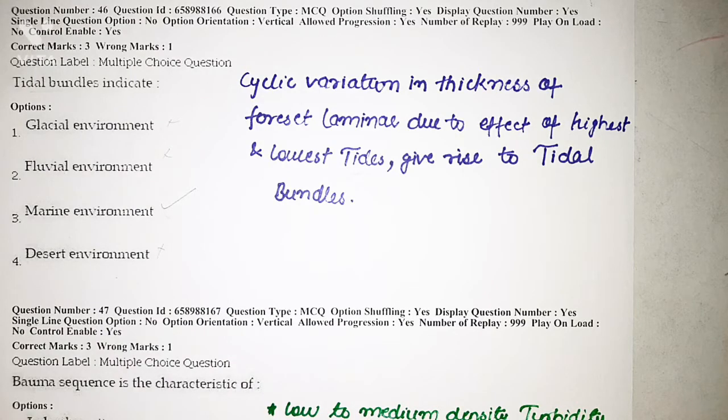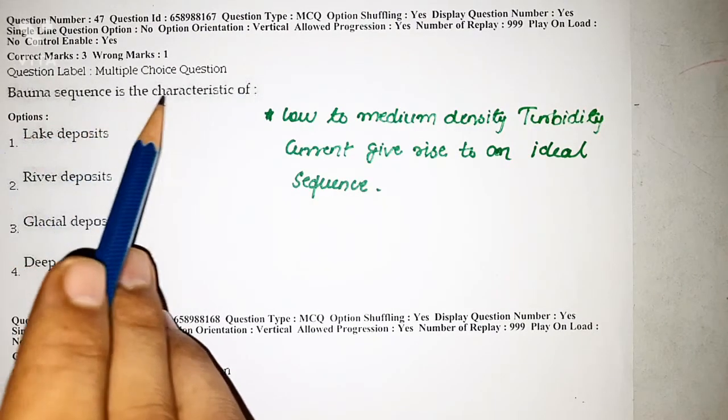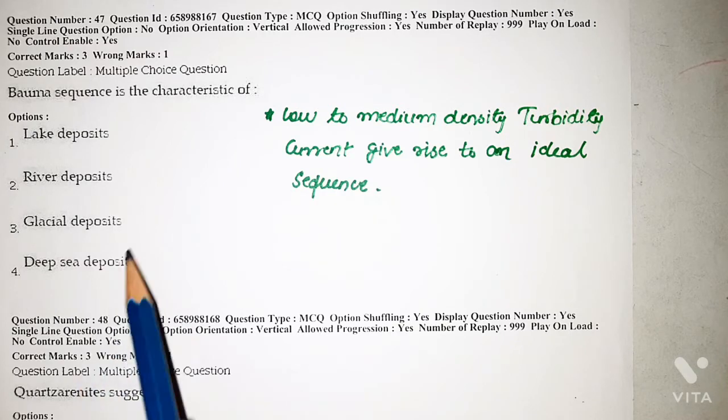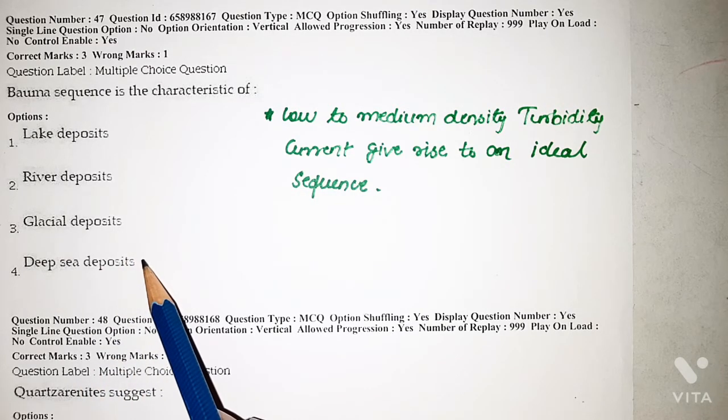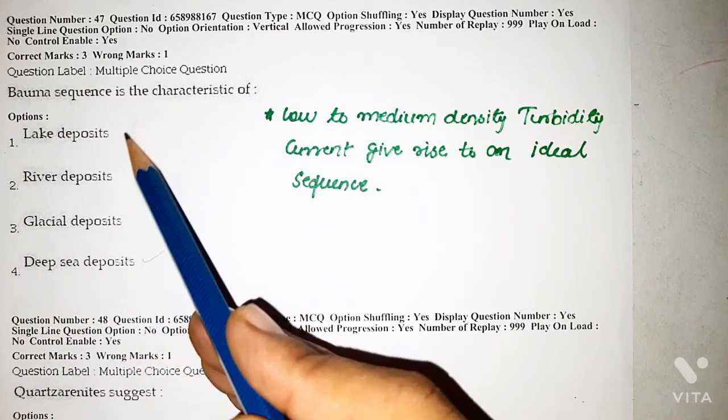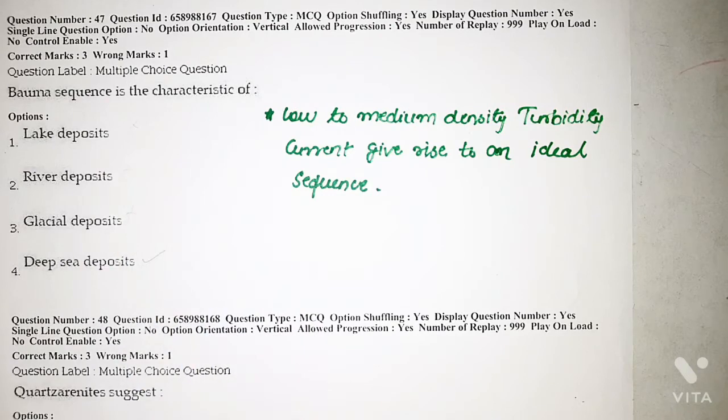Now, the next question is: Bouma sequence is characteristic of what? First of all, what is Bouma sequence? Low to medium density turbidity currents form a succession known as the Bouma sequence, named after the geologist Bouma who first described them. These are formed by turbidity currents which are low to medium density, and turbidity currents are most abundant in deep marine environments. So the correct answer will be deep sea deposits, not lake, river, or glacial deposits. Bouma sequence is characteristic of deep sea deposits.